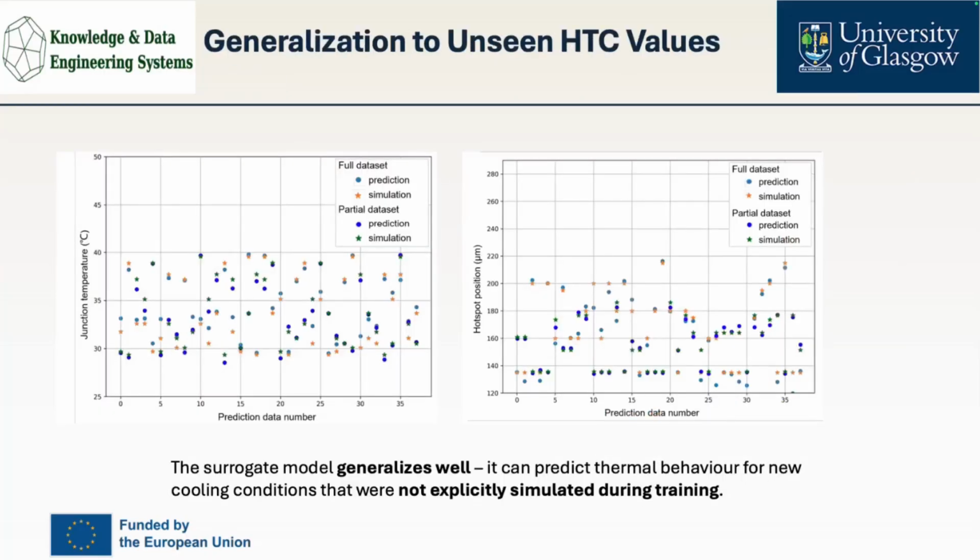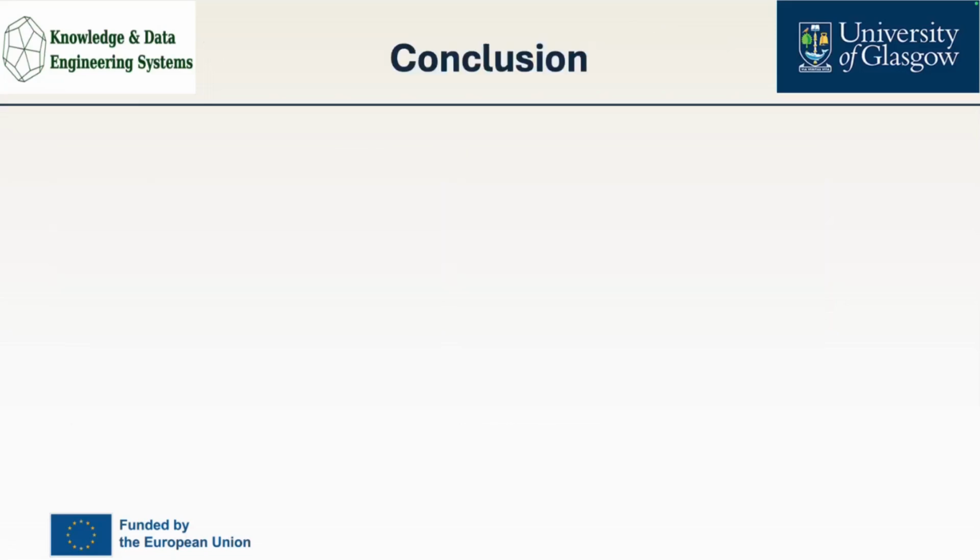Also here, they try to measure the generalization of the model on unseen data. The blue circle here is the prediction, and the green star here is the simulation. As we can see here, the model prediction is very close to the simulation, even for the unseen data, which means the model can generalize very well to unseen cases.